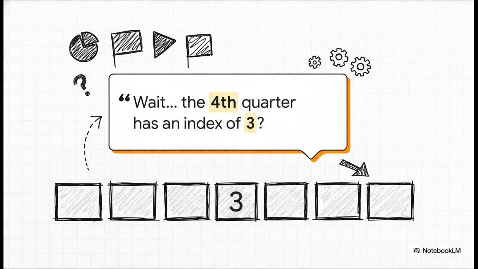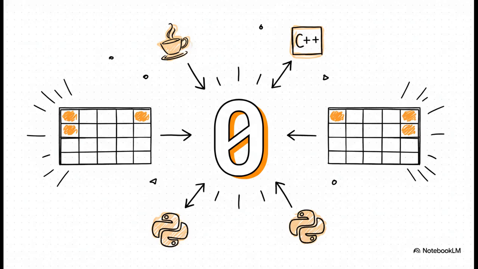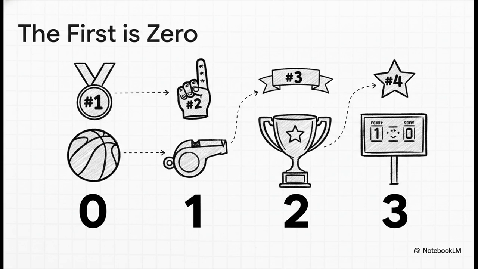Hold on, I know exactly what you might be thinking right now. Wait a minute, the 4th quarter is at location number 3? That seems weird. And you are absolutely right to notice that. This is probably the number one most important thing to remember about arrays. Here's the deal. In almost every major programming language you'll ever use, I'm talking Java, C++, Python, you name it, arrays don't start counting from 1. They start at 0. This is called zero-based indexing, and it's a fundamental rule you just have to burn into your brain.